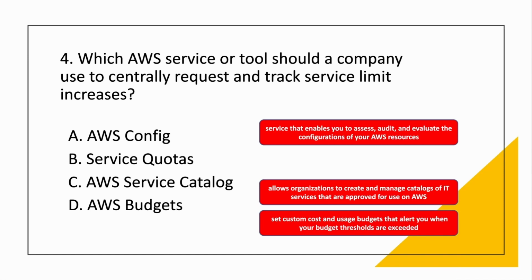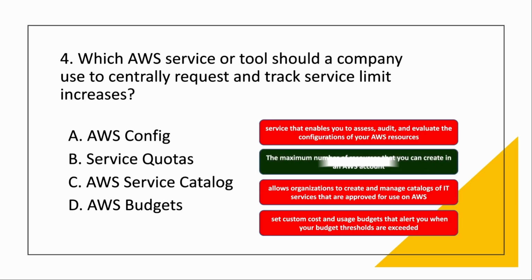Similarly. Now, Budgets helps you set custom cost and usage budgets so that you get an alert when the threshold is exceeded. Suppose here you can set an alarm also that whenever I exceed $100, at that time I should get an alarm so that I know, okay, fine, my budget is being exceeded, I need to take care of it. So the correct answer to this question is Service Quotas. For the maximum number of resources that you can create in an AWS account, Service Quotas gives you a way to centrally request and track service limit increases.